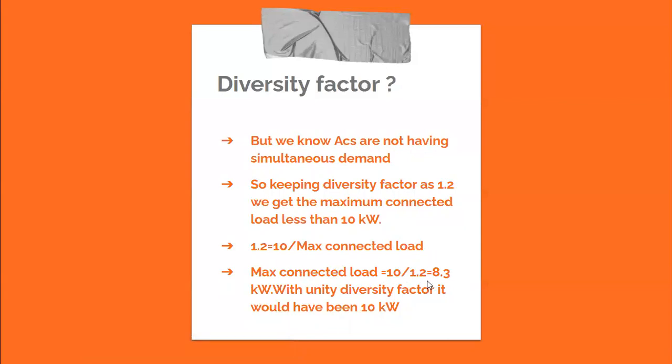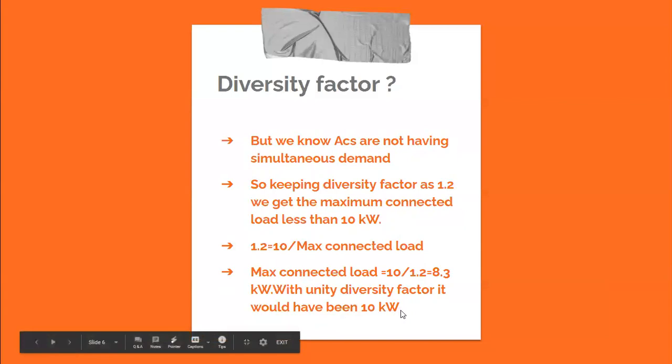So instead of having a capacity of 10 kilowatt, which would have been the case if the diversity factor was unity, we would instead have a connected load which is much more manageable. That is 8.3. And how is this 8.3 calculated? It has been calculated by taking a diversity factor of 1.2. So with unity diversity factor, it would have been 10 kilowatt, and now because it is greater than unity, 1.2, it has come down to 8.3.